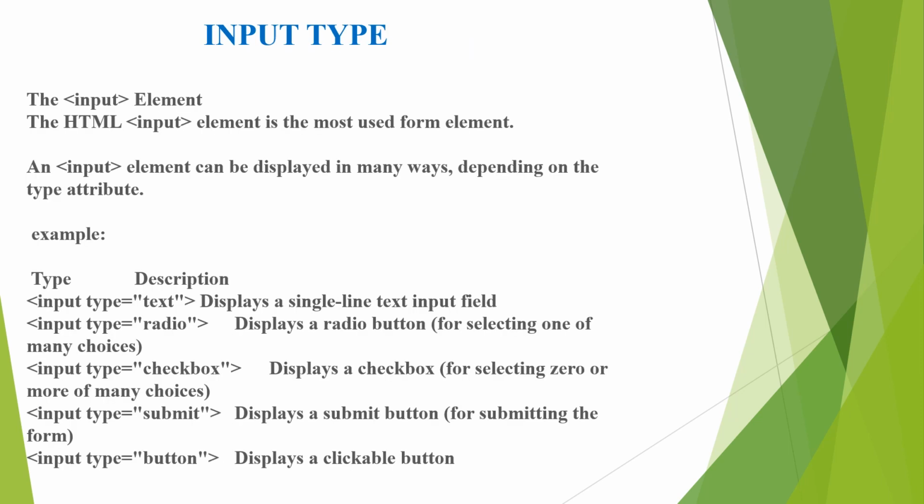Here we are going to discuss the most important HTML form elements. The first element is input. The HTML input element is the most used form element, and an input element can be displayed in many ways depending on the type attribute. Here we can see the input type and the description for each input type. If the input type is text, it displays a single-line text input field. If it is of type radio, it displays a radio button. If it is of type checkbox, it displays a checkbox. If it is of type submit, it displays a submit button. If it is of type button, it displays a clickable button.